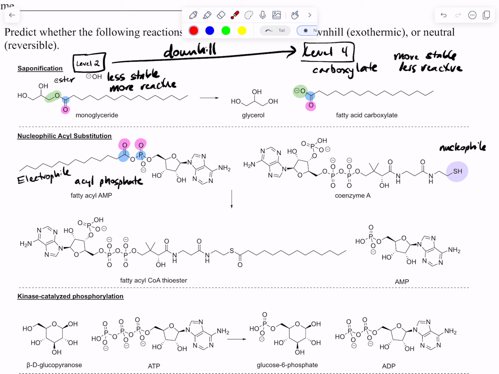So, I wanted you to look and figure out what happened in this reaction. The nucleophile was the sulfur. And the best way to figure out, what did you come up with? What do you think the leaving group is? Of the two products, which one would you call the leaving group? The AMP. Okay, good.